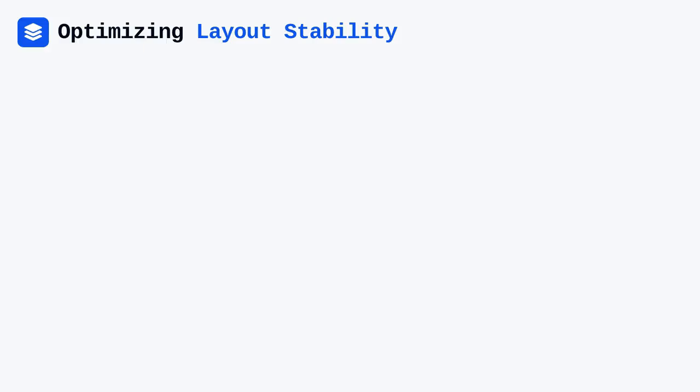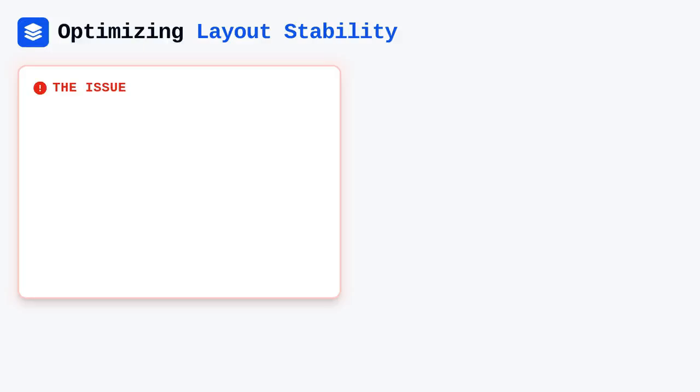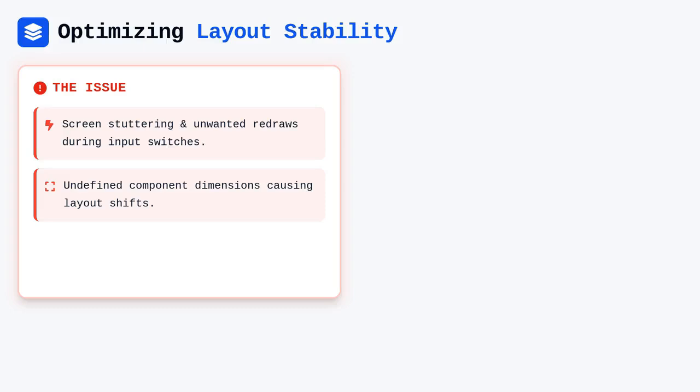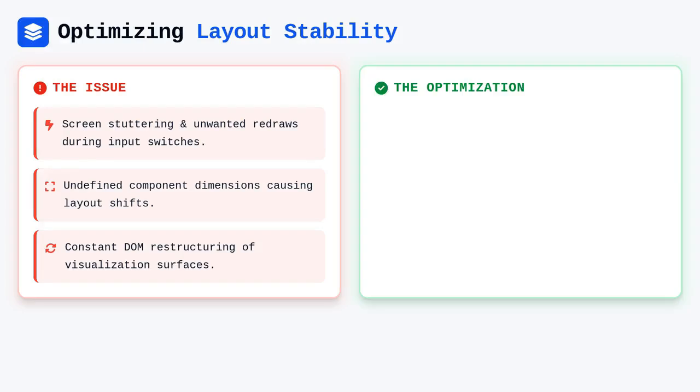Layout stability is another crucial factor when orchestrating dynamic dashboards. A common issue developers face is screen stuttering or unwanted redraws when switching between inputs. This usually occurs when the dashboard tries to re-render component containers that do not have explicitly defined dimensions or stable metadata indexing. When you optimize your dashboards, you should always favor static grid layouts that accommodate the maximum expected content.